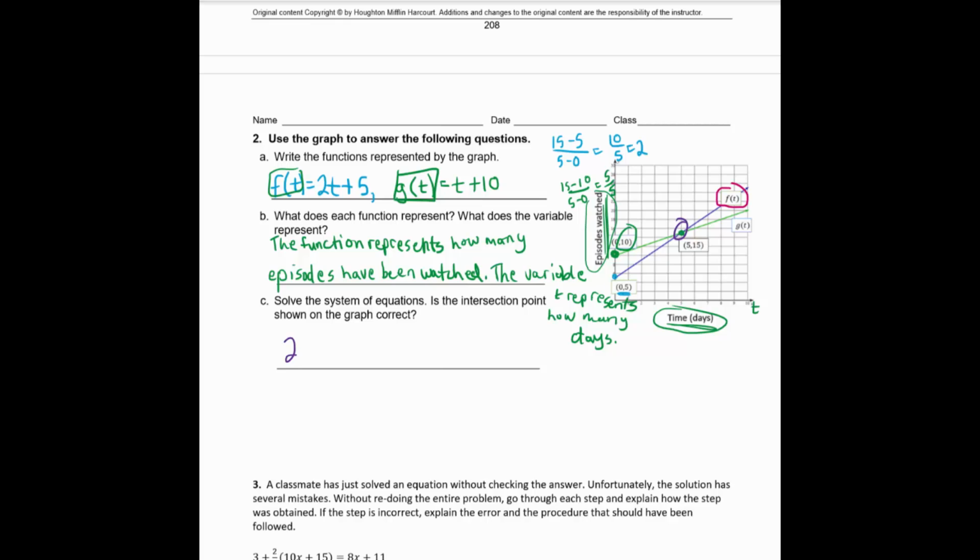So choose your method that you like. Again, I'm going to pick substitution because it's so easy to set them equal to each other and then move the t's to one side and the numbers to the other. And that gives me t equals 5. So if t equals 5 and I plug that back in here, for instance, 5 plus 10 equals 15. So yes, the intersection point is correct.